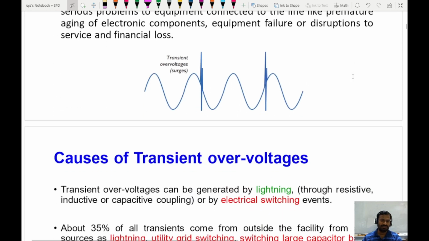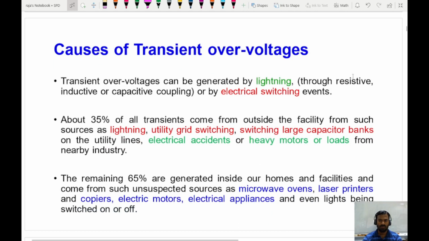So let us see what the causes for these surges or transient overvoltages are. As I told you earlier, it could be because of external parameters like lightning, or electrical switching events like grid switching or switching large capacitor banks on or off, electrical accidents like line to line contacts or line to earth direct contacts, or heavy motors or loads getting on and off. These external parameters could cause up to 35% of the transient overvoltages, and the remaining 65% of the surges are created from loads like microwave ovens, laser printers, copiers, electrical motors or electrical appliances.